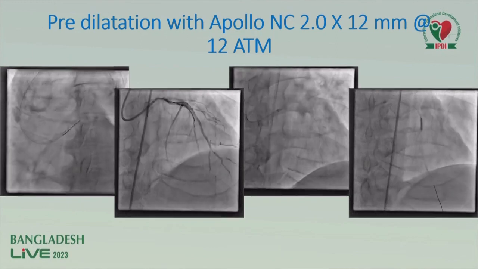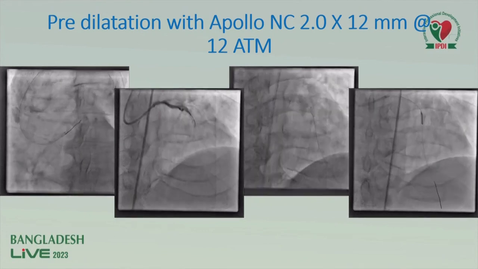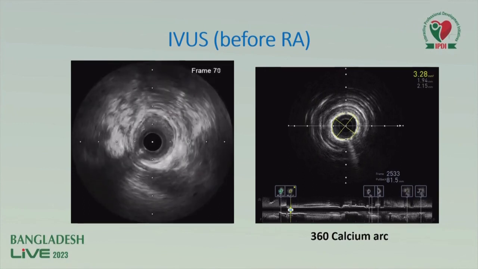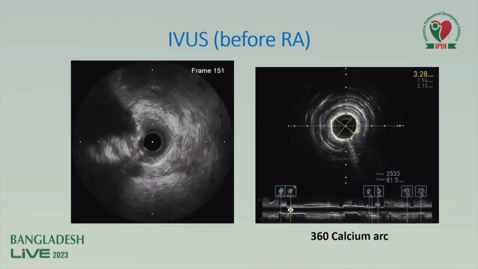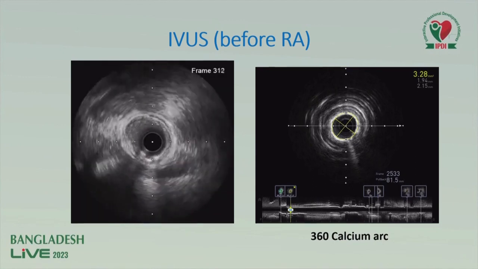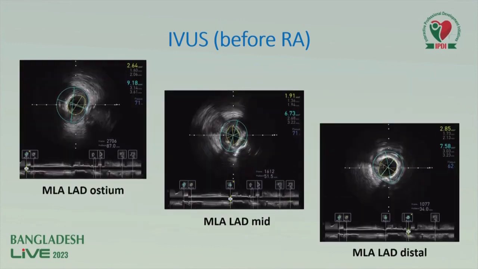So in our case, we did pre-dilatation with NC balloon 2 into 12 millimeter here. Then we did an IVUS before rotational atherectomy, which shows a calcium arc of 360 degrees in the proximal LAD. From ostium to distal part of the LAD, the MLA and plaque burden show significant plaque ranging from 62 to 74%.